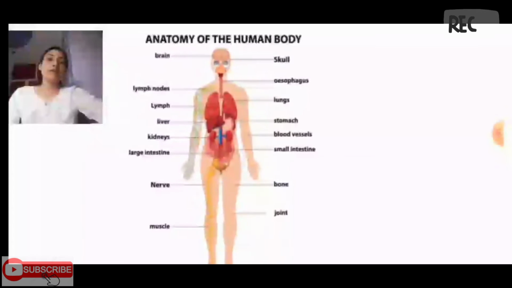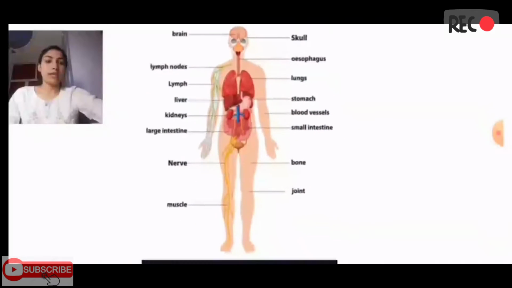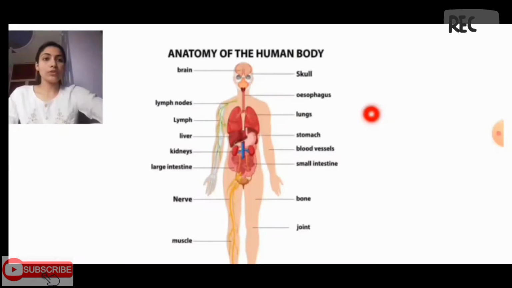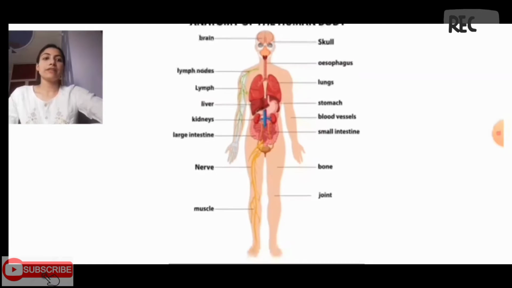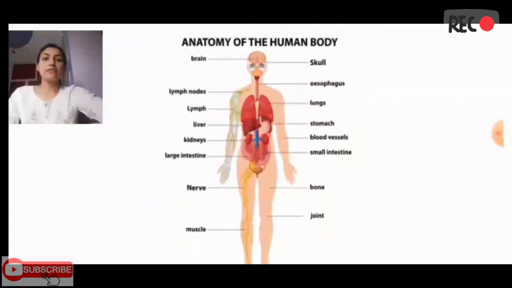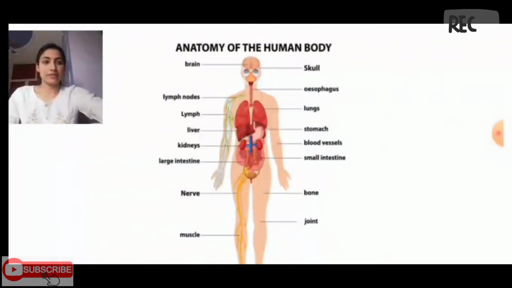Now we are able to see a diagram on this slide. It is a diagram of human anatomy. This structure consists of the skull, esophagus, lungs, stomach, blood vessels, bones, joints, nerves, large intestine, lymph nodes, limbs, etc.